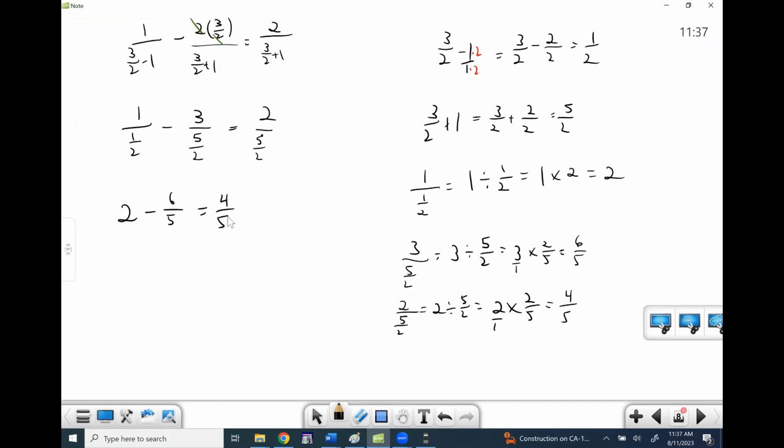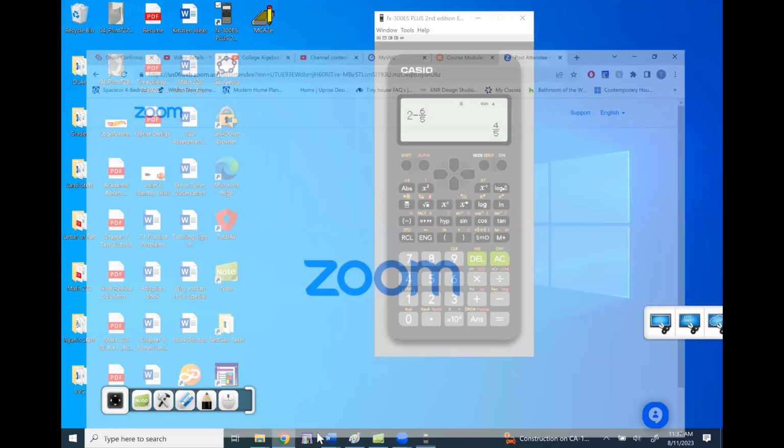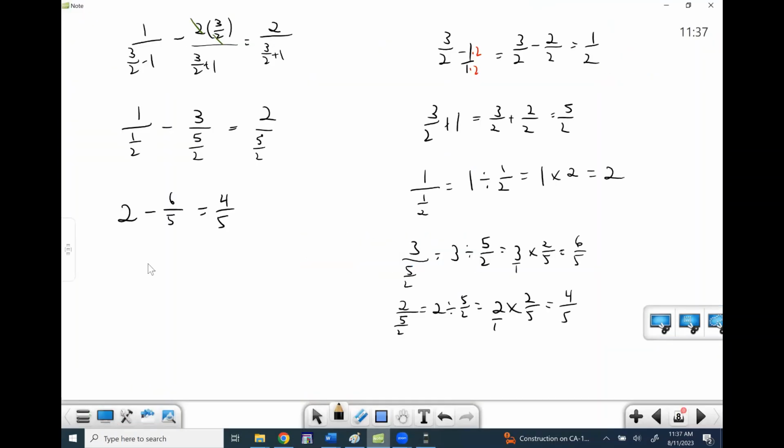Okay, so if we take 6/5 away from 2, the question is, are we going to get 4/5? 2 minus 6/5. 4/5. It worked. All right, so this side's 4/5. This side's 4/5. It's a keeper.